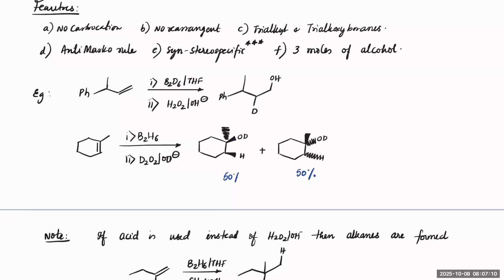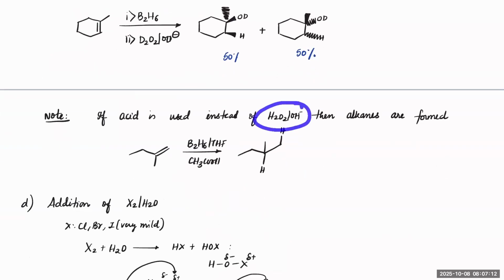Instead of peroxide, if at all I take an acid like CH3COOH, it will undergo reduction. So instead of making OH, now you'll get H. So H and H will get added.